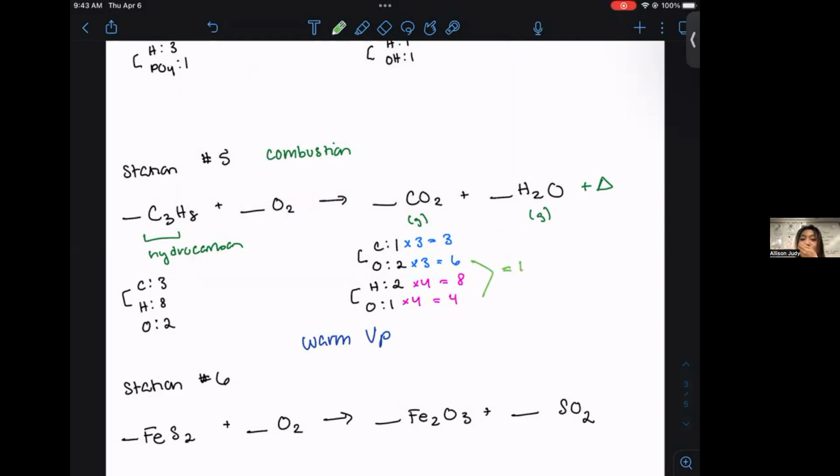Damn, I can't count. So, what I have is 10 total oxygen now on the product side. So what am I going to do? Well, what's really nice is on my reactant side, I have an unattached oxygen. So I can just simply multiply that oxygen, that diatomic oxygen on the reactant side by 5 to get me my 10.